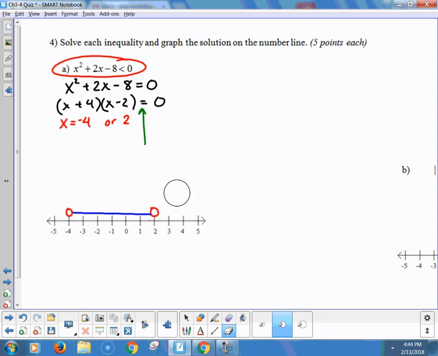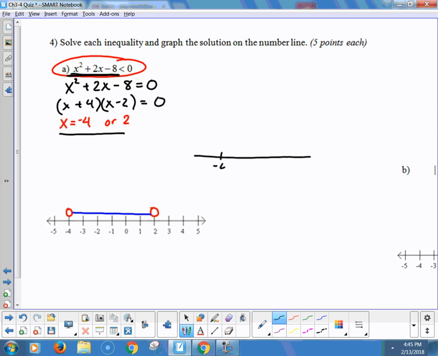Another way to do this is to think about the graph. This thing here is a parabola, and we solved for x-intercepts. So if I'm graphing this thing, I'd have an x-intercept at negative 4, an x-intercept at 2, and I'd have a parabola. And what we're asking is, where is this parabola less than 0? Well, that would be all in here. So for all values between negative 4 and 2.